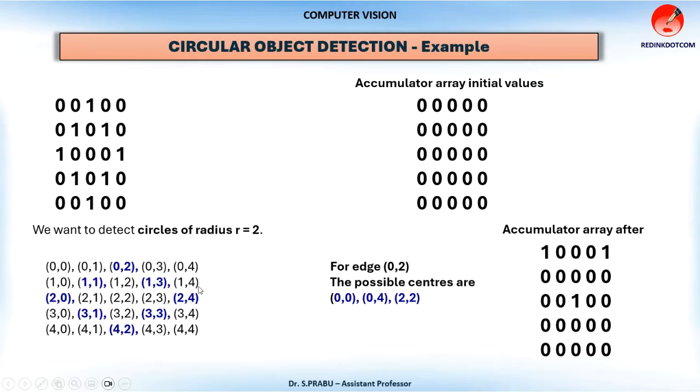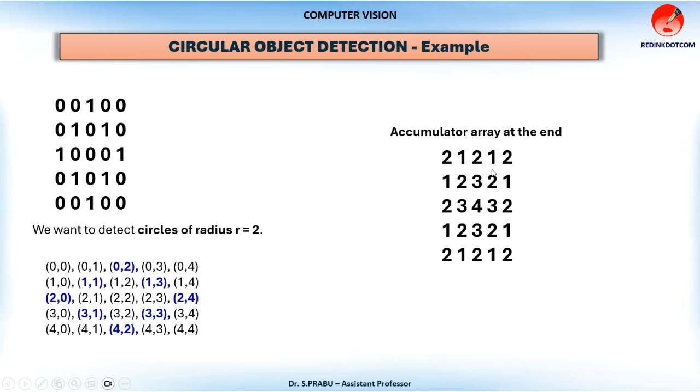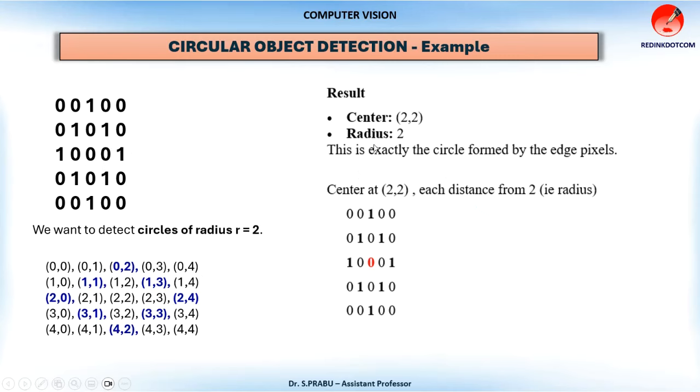So after updating all the pixels, your accumulator array may look like this. And this one is the peak value. So we can easily tell 2, 2 is the center of the circle present in the given image. That can be written as the result like this. So in this way the circular object can be detected.